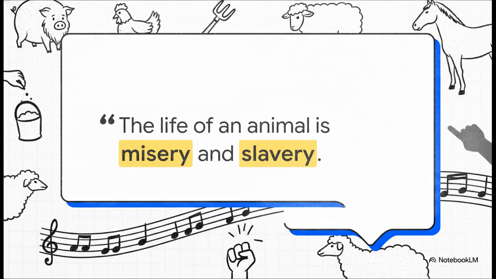The absolute catalyst for this entire timeline happens in Chapter 1. Old Major gathers all the animals together and tells them this: the life of an animal is misery and slavery. And this is the core baseline goal of the whole revolution. Old Major points out that humans exploit the animals, taking absolutely everything they produce. By teaching them the song Beasts of England, he inspires a massive rebellion against human oppression. You see, everything that follows is supposed to be the solution to this initial misery.